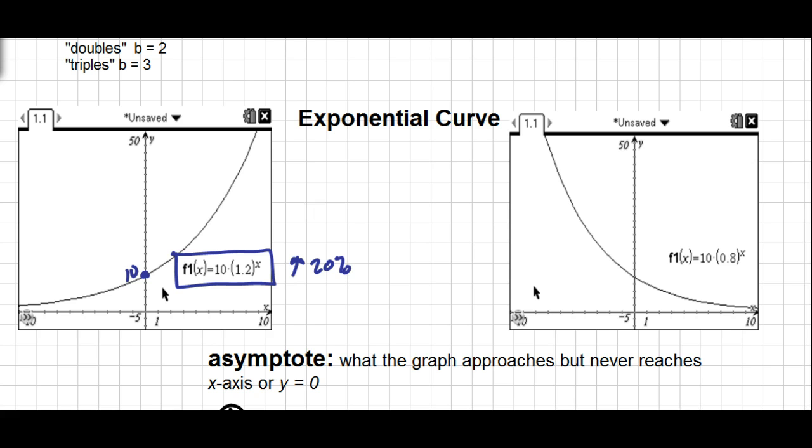Let's look at the decay curve. This one's going down from left to right, and the equation for that, again, crosses at 10. So the initial value for both of these examples is the same.